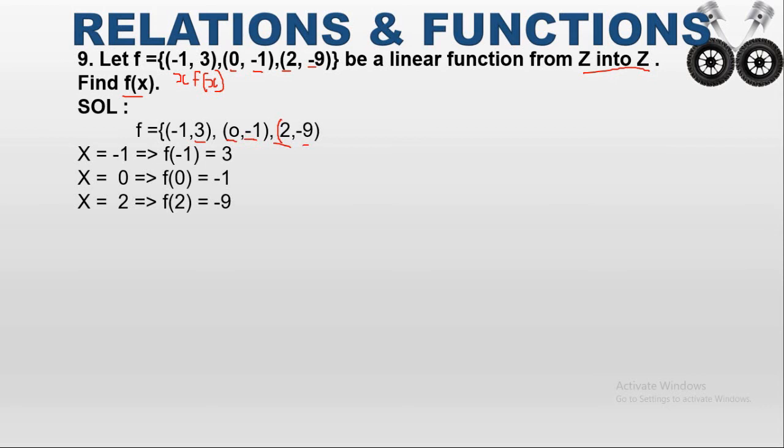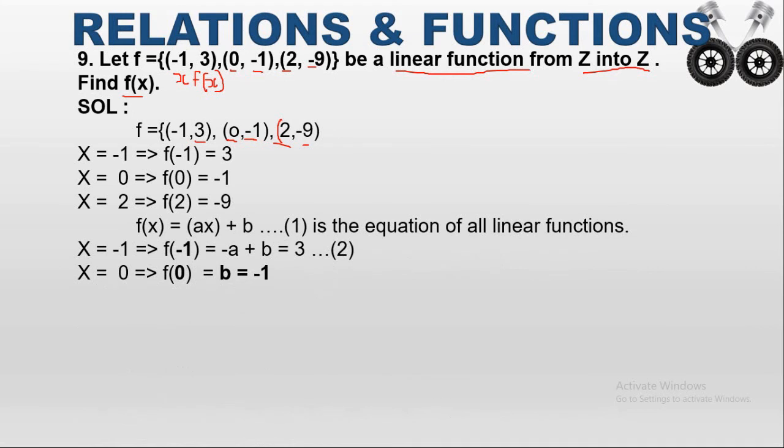So this function is a linear function. So what is the formula for linear function? Ax plus b, and the condition is a is not equal to 0. So first I will substitute x equal to minus 1. Then f of minus 1 equals, wherever x, I have to substitute the value minus 1. So a into minus 1. The answer is minus a plus b. Which is equal to, already I know what the f of minus 1 value is, 3. So I can write minus a plus b equal to 3.